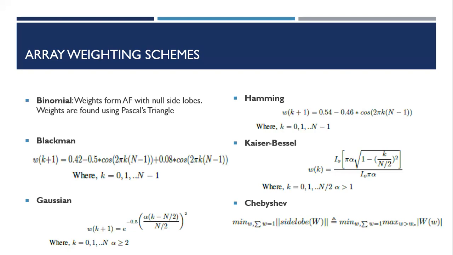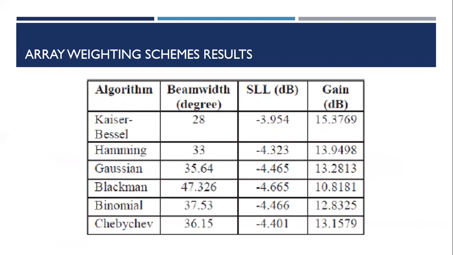Moving on, I found one paper where some of these array weighting schemes were used in a particular area. I think it was dense urban or something in that context, and these different weighting schemes were used and the results were discussed toward the end. So I thought it would be relevant to discuss the results in the context of that paper within this case study. As you can see, we have different algorithms, and associated with them are the beam width, the SLL, which is the side lobe level, and the gain.